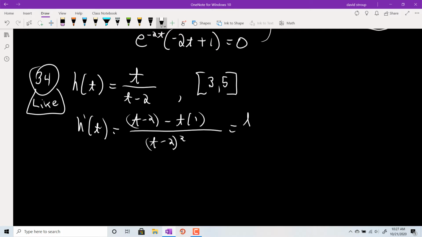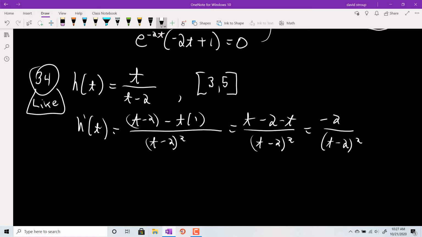Okay, so I'm going to get (t - 2 - t) all over (t - 2) squared equals -t all over (t - 2) squared. One thing, in retrospect, we could look at this and note that the derivative is less than 0 everywhere. In other words, the function is always decreasing. So the max should be at the left-hand endpoint, and the min will be at the right-hand endpoint.